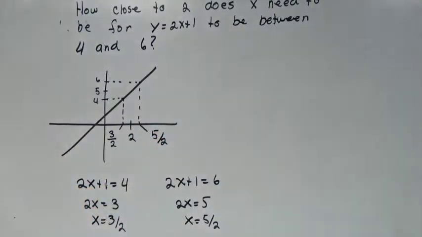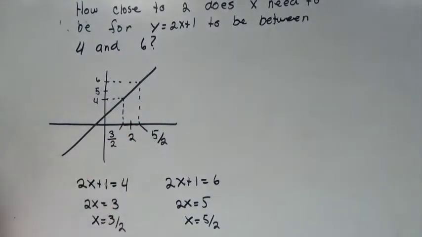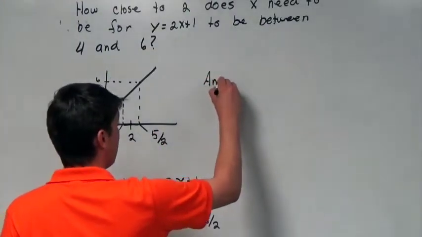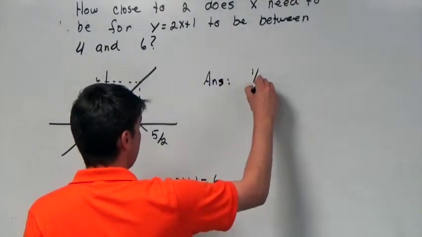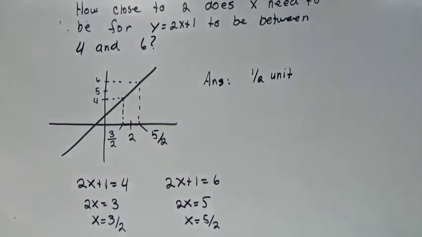So it looks to me like we can either go half a unit to the right of 2 or half a unit to the left of 2. So the answer, how close does x need to be to 2? The answer is 1/2 of a unit. Alright, so that's the question phrased in simple algebraic terms.